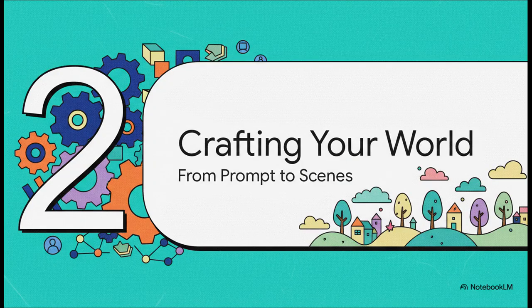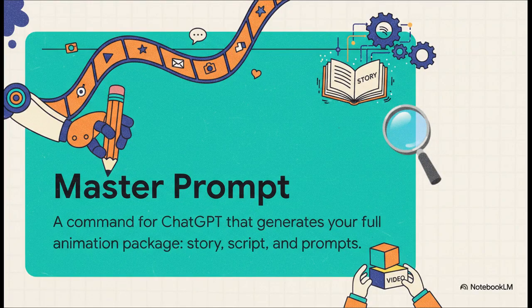Steps 1 and 2 are all about building a consistent world. This is where we solve that character problem before it even gets a chance to start, by getting the story and the visuals locked in right from the get-go. Now, the secret weapon here is something I call a master prompt. Instead of just guessing and hoping for the best, you give one single, really detailed command to ChatGPT, and in return, it generates the entire animation package for you. I'm talking the full story, the script, detailed character designs, and, this is crucial, the exact text prompts you'll need for every single image and video clip. It takes all the guesswork out of it.